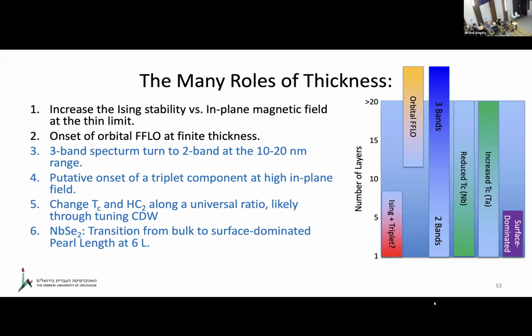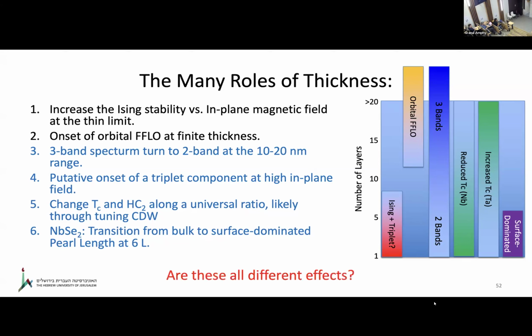So this is the last slide here. The many rows of thickness are the following. We have an increase of Ising stability. We have an onset of FFLO above 15 layers. The 3-band spectrum below 10 to 20 nanometers goes to 2-band. There's an onset of triplet at very high in-plane field at the ultra-thin limit, which is also related to this Ising. And there's this change of Tc and Hc2 along a universal ratio, likely through charge density wave, and this transition below 6 layers, which sounds big.